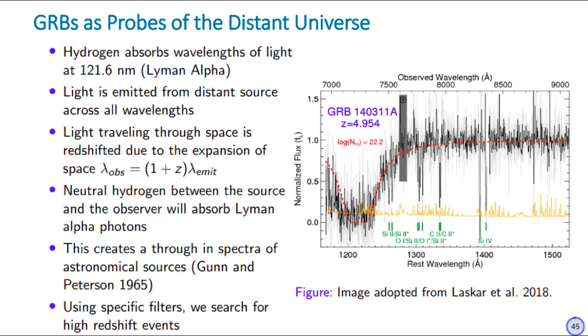Okay, so I have a very far away gamma ray burst. Any neutral hydrogen that's in between me and that gamma ray burst is going to absorb the Lyman alpha photons. This is going to create a dip in the spectrum that we call the Gunn-Peterson trough. And if you use some very specific filters on your telescope, you can look for these high redshift gamma ray bursts. So this graph is showing what one of these looks like.